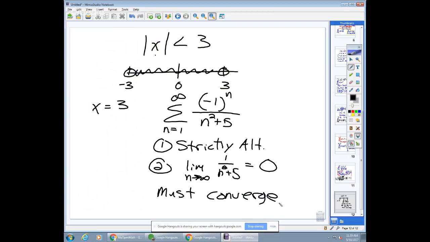So this time I got to extend my interval. In the last couple examples, the endpoints didn't converge. This time, the right endpoint converges. Let's plug in the left endpoint and see what happens. I'm going to write a little more detail for the left one.